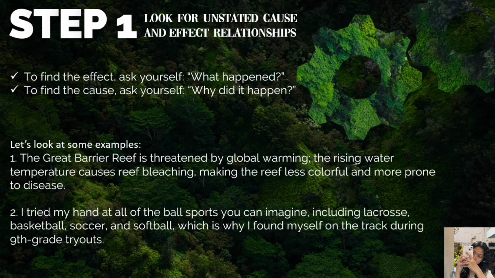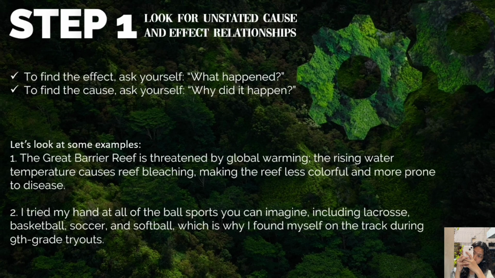Okay guys, let's move on to the second example. Michelle, can you read the second example? I can, miss. I tried my hand at all of the ball sports you can imagine, including lacrosse, basketball, soccer, and softball, which is why I found myself on the track during 9th grade tryouts.